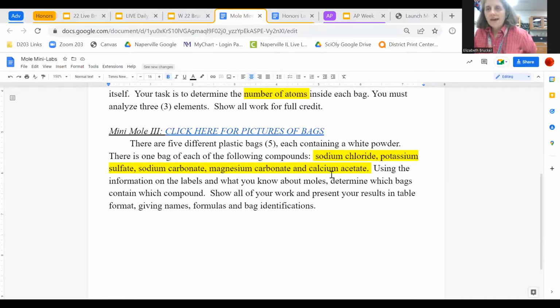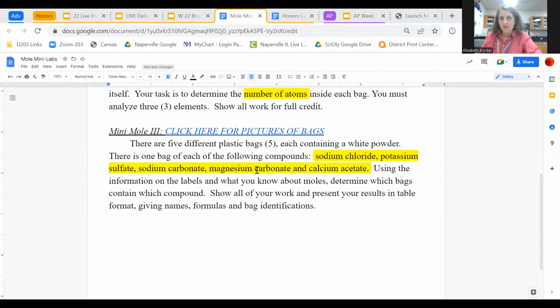So back to the lab itself. That molar mass has to be either sodium chloride's molar mass, potassium sulfate, sodium carbonate, magnesium carbonate, or calcium acetate. For each one of these, you need to write their formulas and calculate their molar masses. If their molar mass adds up to 58.6, like we did in bag 1, then you know which of these compounds it is. For each of the 5 bags, you're going to do the same calculation with the numbers that you have, and then you're going to determine which one of these you have.